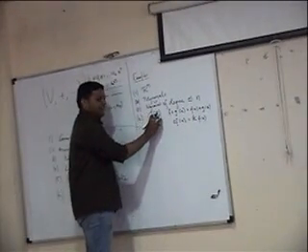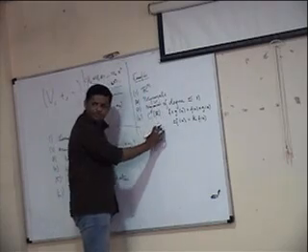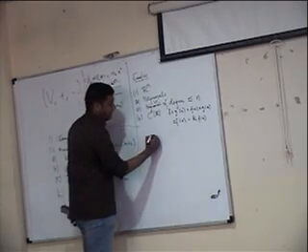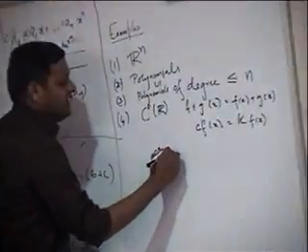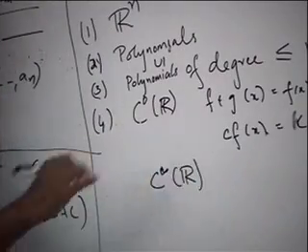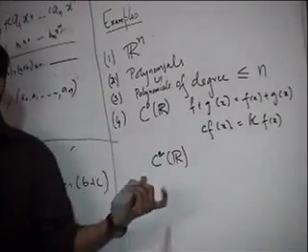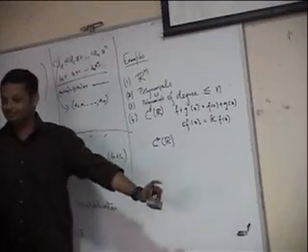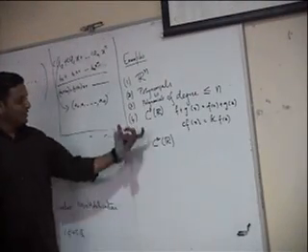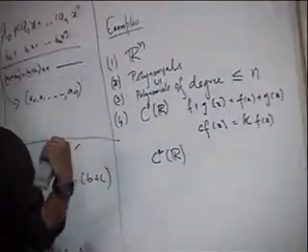Similarly, we can take a subset of this which also will form a vector space. The example is you can take C infinity of R. These are functions which can be differentiated as many times as you want. Okay, so these are also examples of a vector space.